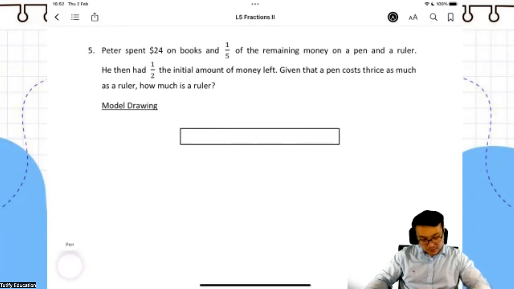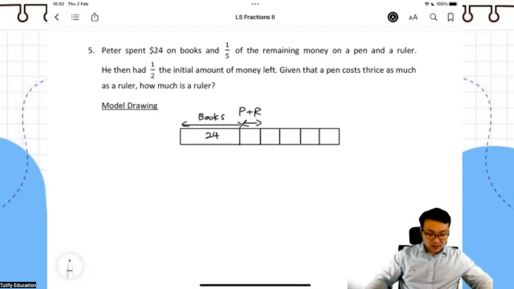It was spent on books. And then 1/5 of the remainder. This is the remainder. So I need to divide the remainder into 5 parts so that I can know what is 1/5, right? So this is the remainder. Then he said that 1/5 of the remainder was spent on a pen and a ruler. Okay, so this is pen and a ruler.